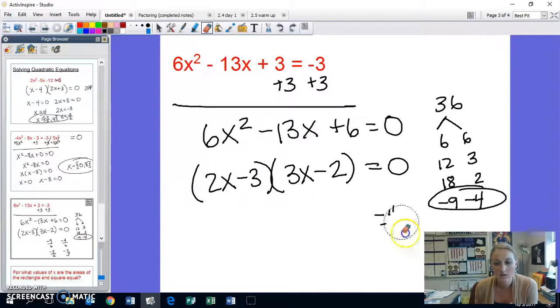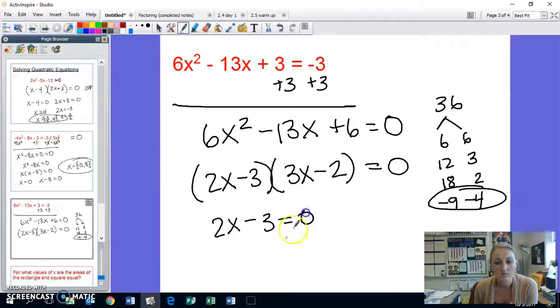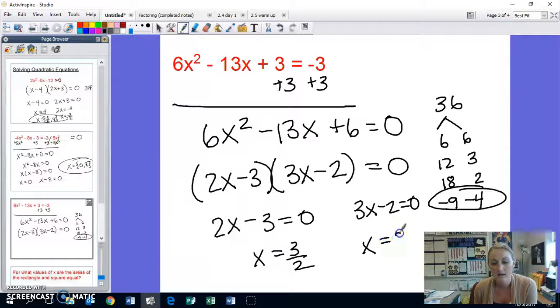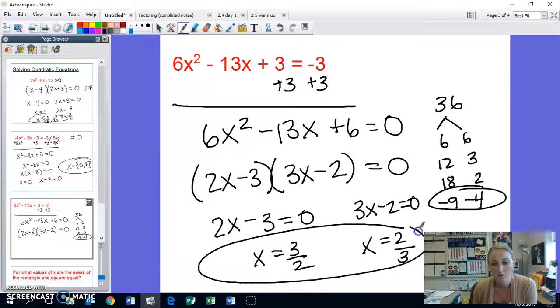Get rid of my work here so I have room to solve. Let's check it real quick. 6x squared, negative 4, negative 9, good, positive 6. So 2x minus 3 equals 0, x equals 3/2, and 3x minus 2 equals 0, x equals 2/3. So the important thing to remember is that you have to factor. Once you factor, all you have to do is set each factor equal to 0 and solve for x.